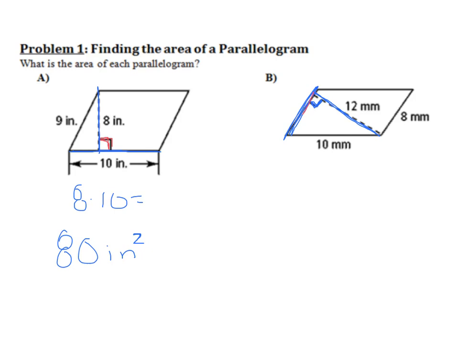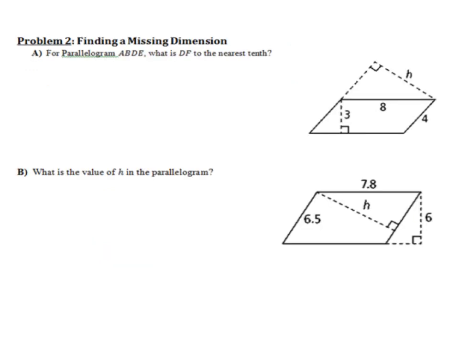Now this length doesn't have a number, but in a parallelogram, opposite sides are congruent. So this would also be 8 millimeters. And my height here is 12, so it would be 8 times 12, which would give me 96 millimeters squared. Now when I'm dealing with a parallelogram, there's two sets of sides, two opposite sides that are congruent. So really there's two different heights that I could use in the picture.